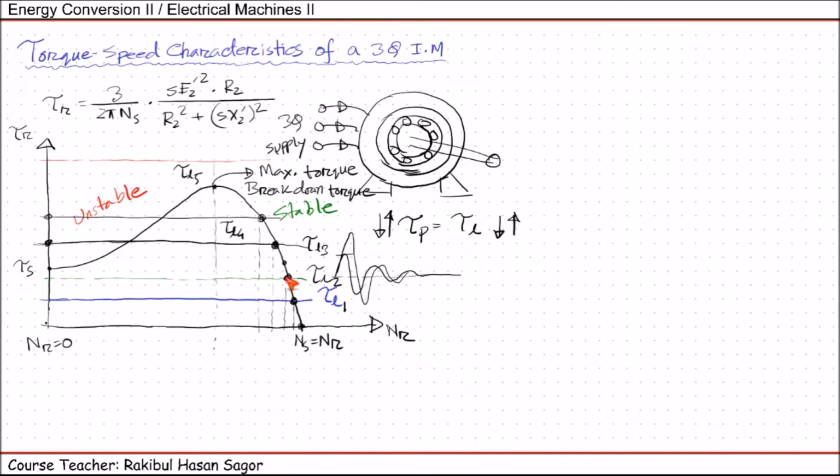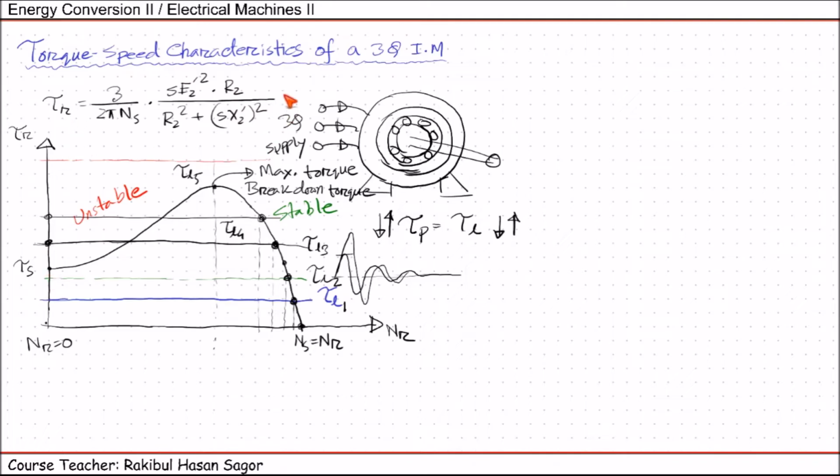If we increase the load gradually, and if we come here up to tau L3 or tau L4 load, then the motor will be able to run under running condition. But once the motor is stopped with this amount of load connected, if we give the power supply to the motor, as our starting torque is lower than the load torque, the motor won't be able to start.